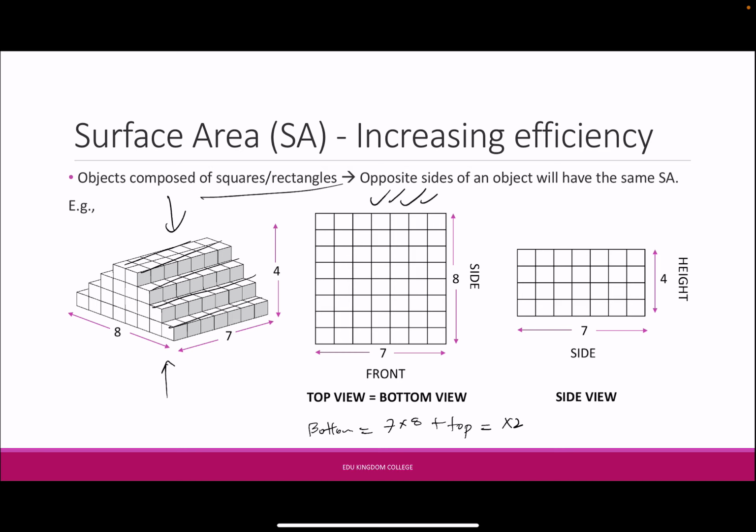And the same goes for the sides as well. When we look at it from this view, this is the type of image we get. We just need to do 7 times 4 multiplied by 2, okay, for the other side as well.